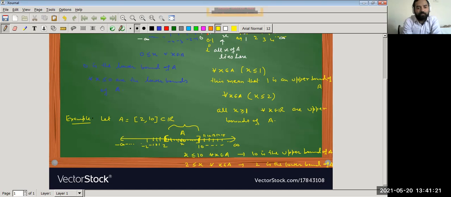Now we have discussed 2 examples. Now you can frame at least 5 examples related to upper bounds and lower bounds.